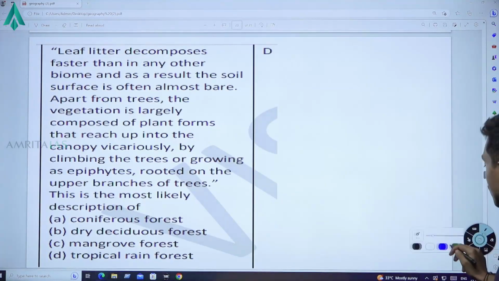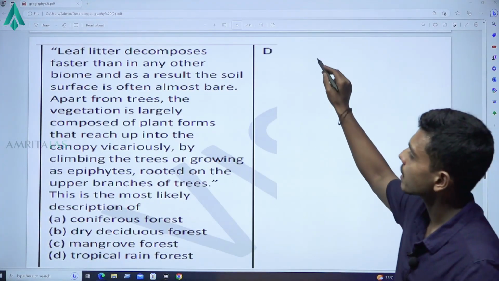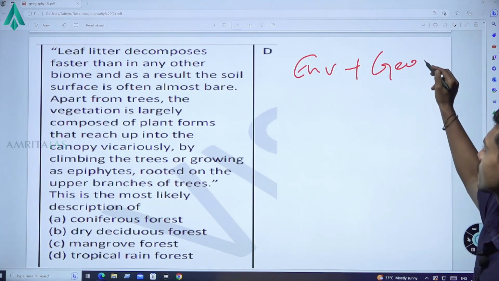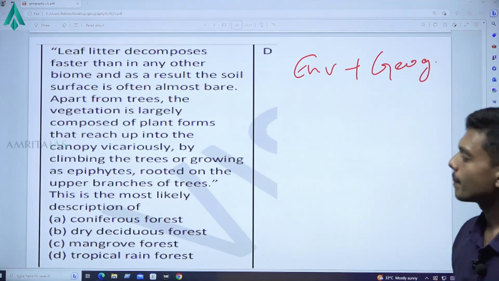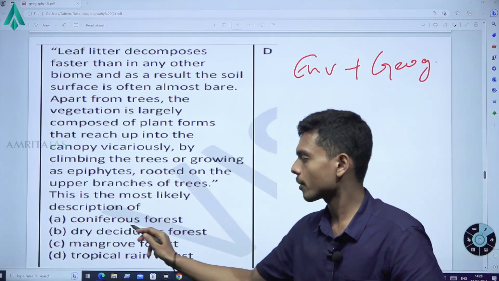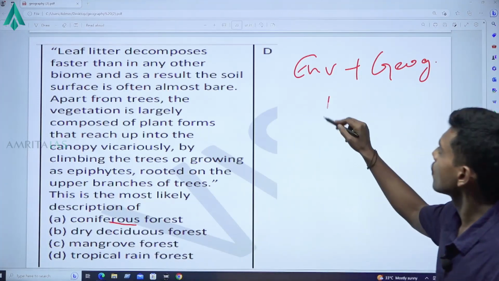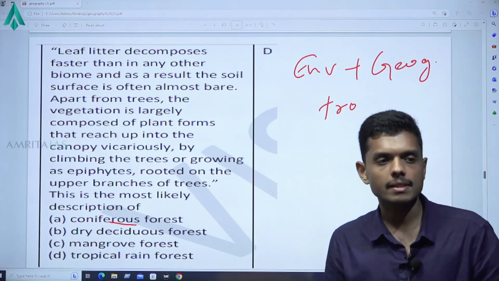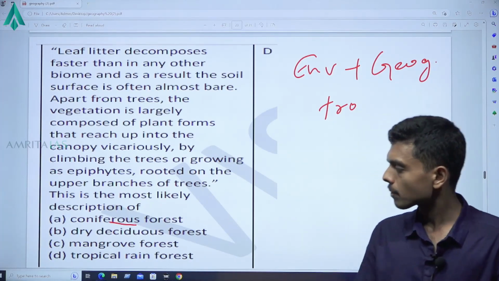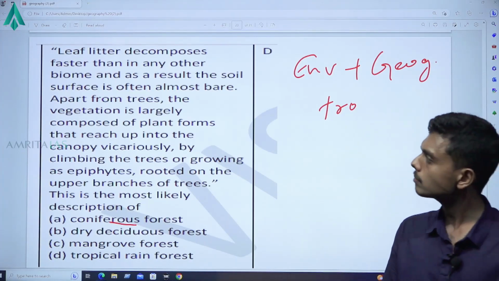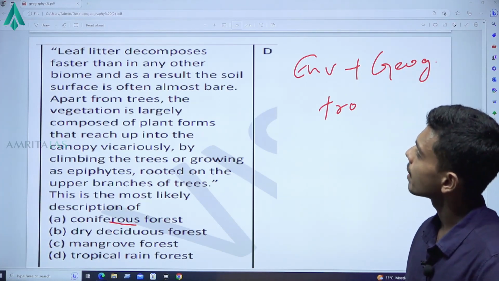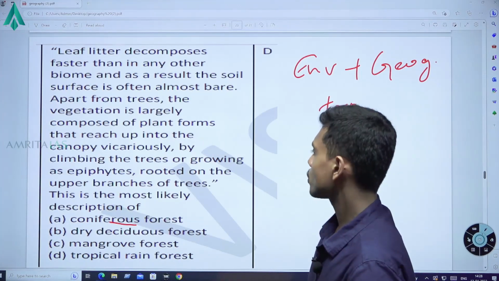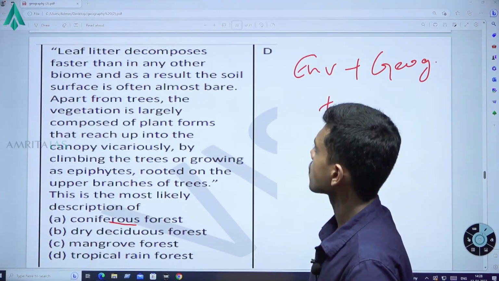Now the next question, this is an environment and geography mixed question. You cannot differentiate properly, but basically all the biomes, coniferous, tropical forest. What is the difference between deciduous and tropical? What are the trees in these forests? And what are the peculiarities? For example, they have asked about epiphytes, I think.